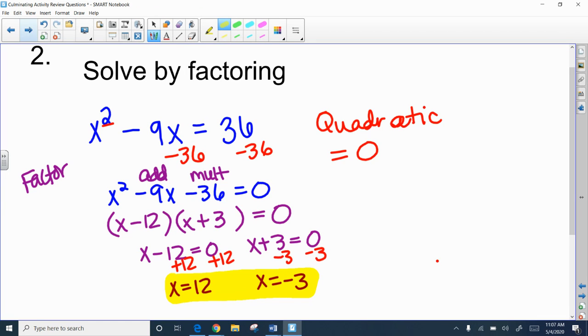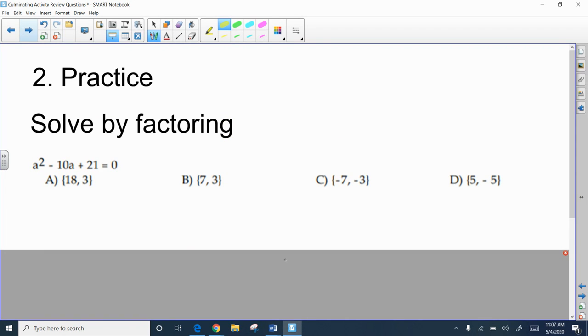All right, time for you to try a practice problem. So you're trying to solve a squared minus 10a plus 21 equals 0. So again, pause the video here, try the practice problem, and then check your answer when you're done.